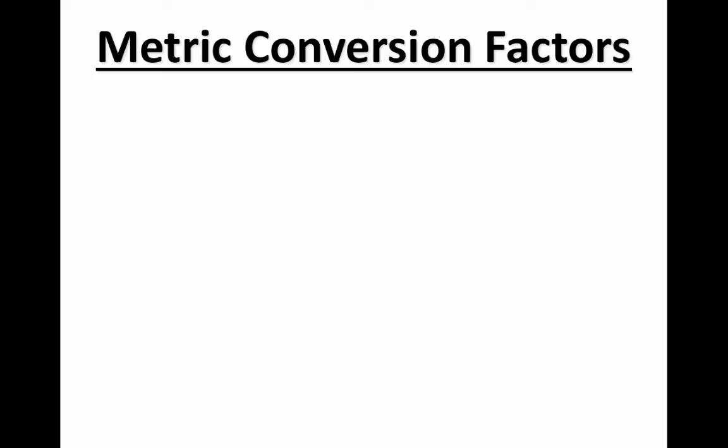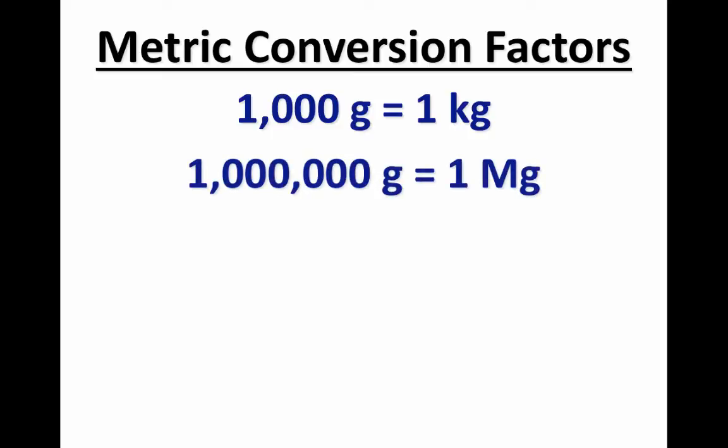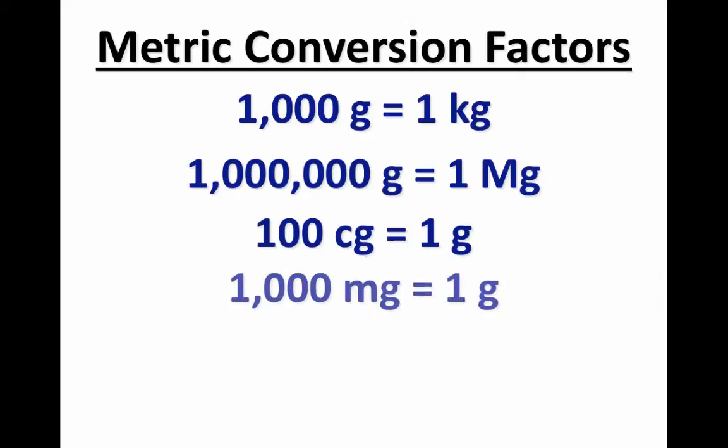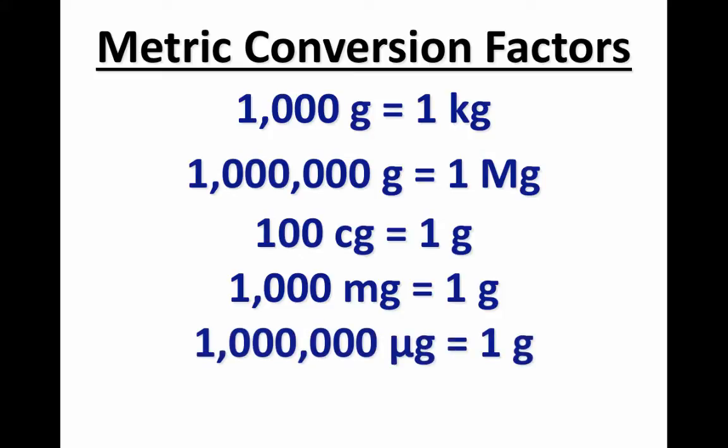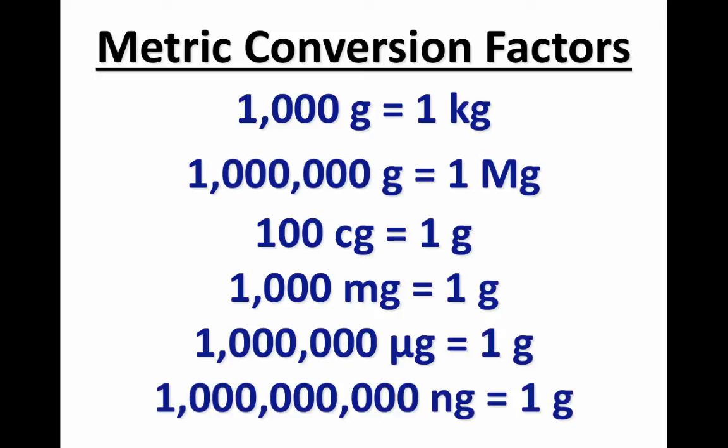There are exactly 1,000 grams in a kilogram by definition. And 1,000,000 grams are equal to a megagram. A gram is equivalent to 100 centigrams, and it is also equal to 1,000 milligrams. Micrograms are tiny units, so it takes 1,000,000 micrograms to equal 1 gram. An even tinier unit is the nanogram. There are 1 billion nanograms in a gram.